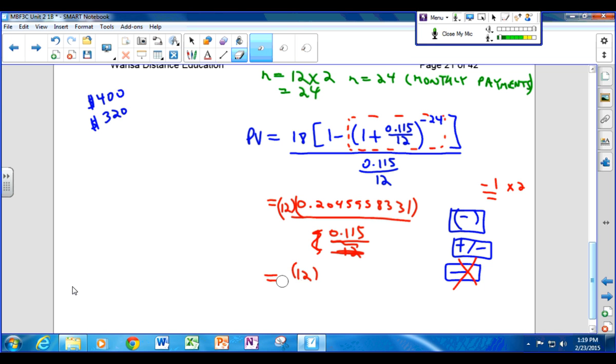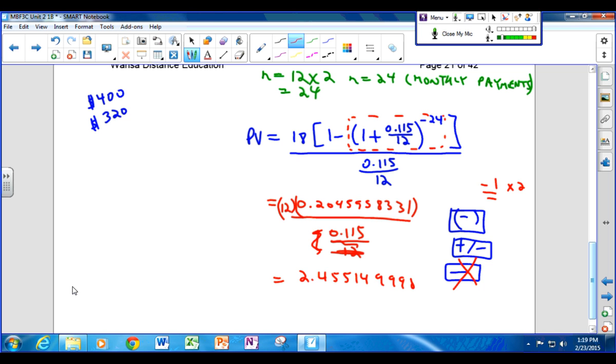That's a little bit of a shortcut anyway. Okay. So times 12. I multiplied this top thing by 12, and we get 2.455149998 divided by 0.115. Now we're going to divide that by 0.115 and I get 21. Something went horribly wrong here.